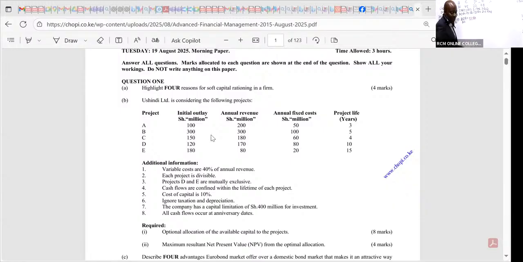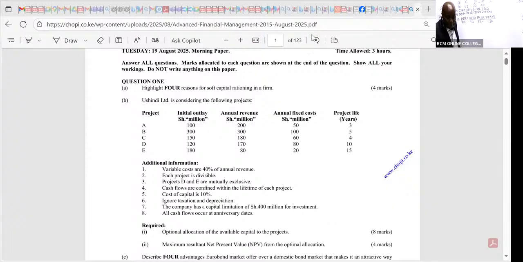Then we have 152.1552. Divide this by what? 150. And then for D, we have 135.1812 divided by the initial outlay for D, which is 120. And lastly, we have 212.9708. We divide this E by 180.